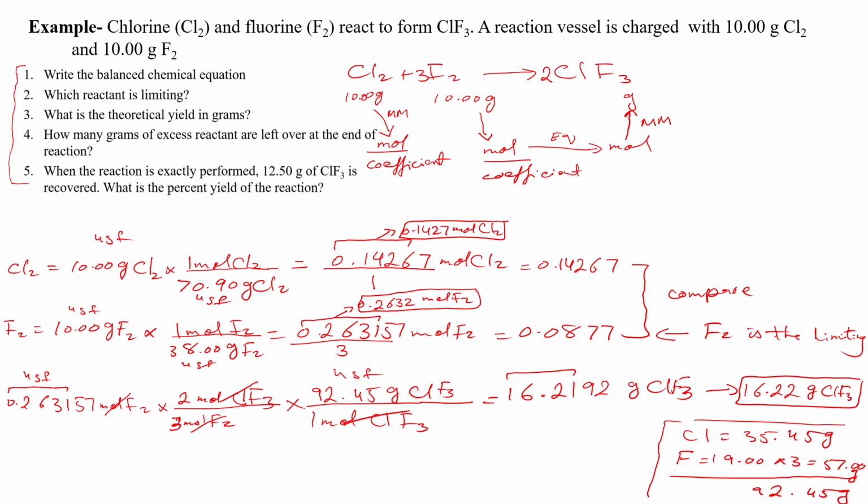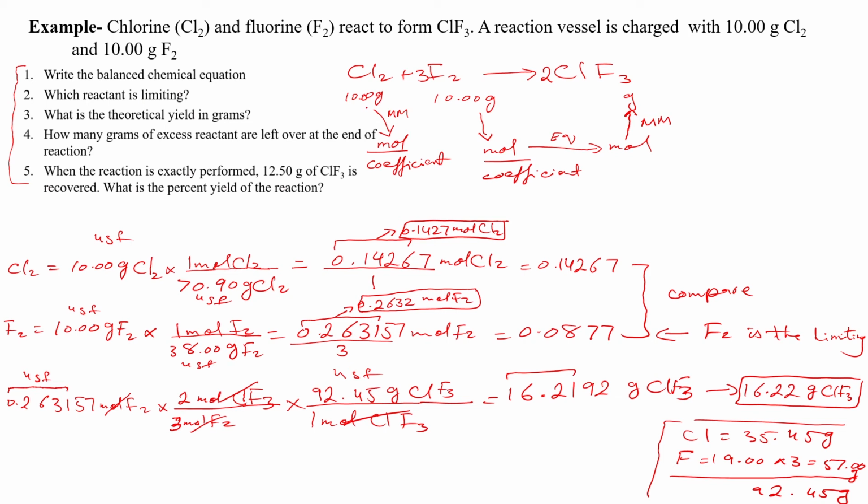completely into the product. Now, the next is how many grams of excess reactant are left over at the end of the reaction. So remember, chemical reactions follow the law of conservation of matter, which is matter is not created nor destroyed. So you are starting with actually 20 grams of the reactants, right? 10 grams fluorine, 10 grams chlorine. So 20 grams of reactant you are starting, and your product is 16.22 grams. So there will be some leftover chlorine because that's in excess.